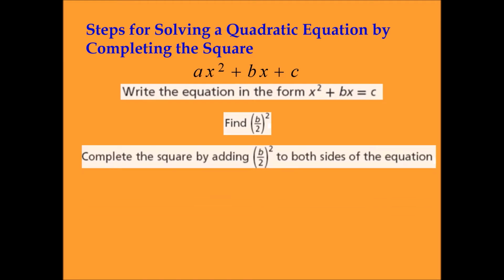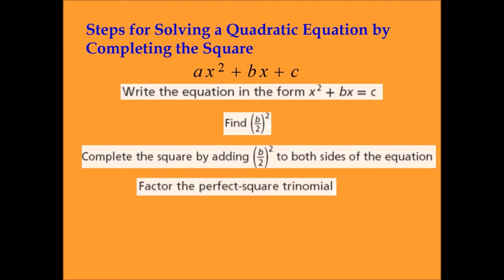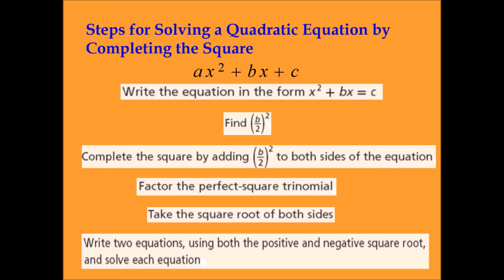And add this number, b divided by 2 whole power 2, on both sides of the equation, LHS and RHS. x power 2 plus bx is equal to c. And now that becomes the perfect square. We can take the square root on both sides to solve and arrive at the x values. In this video, we are going to discuss two examples. Let's get into example 1.